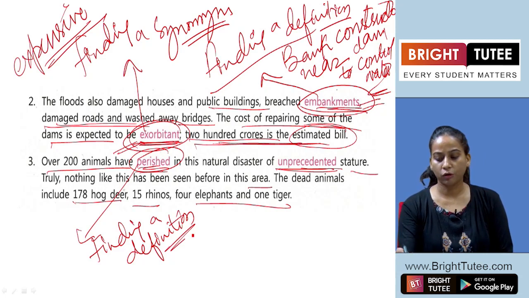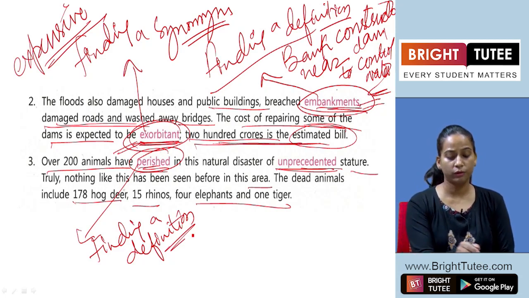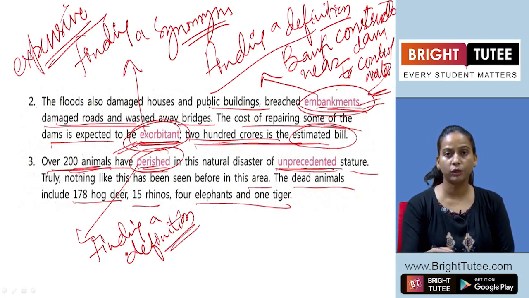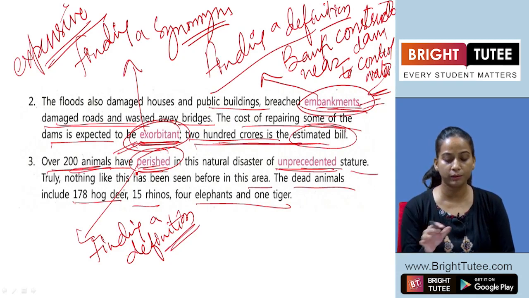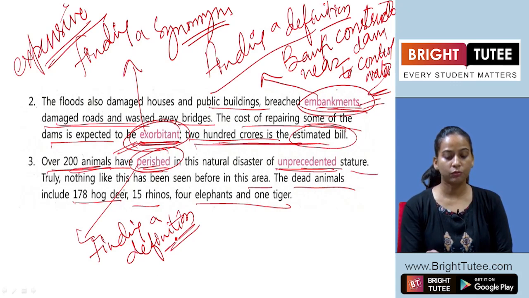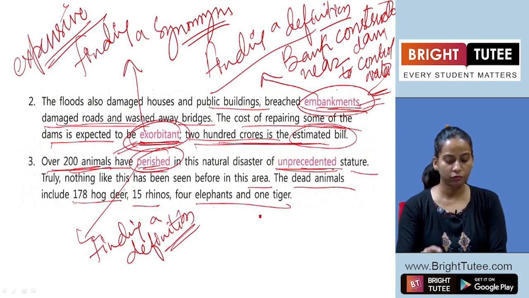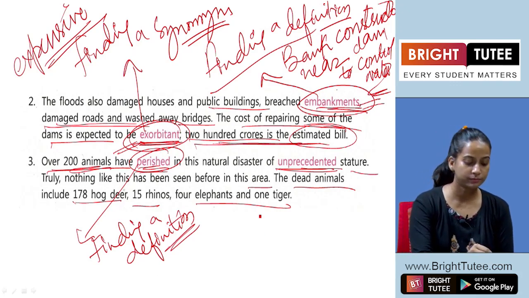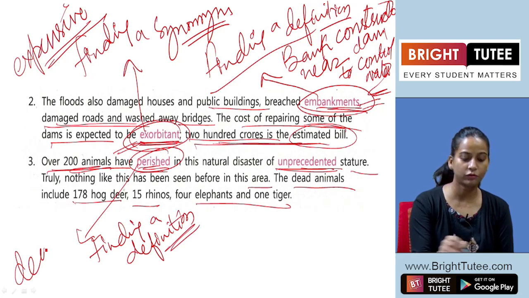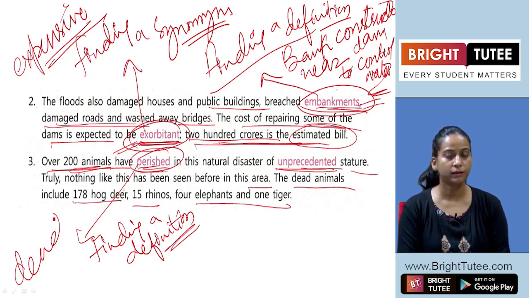Because somewhere they have talked about the dead animals. So, here we are going to understand what could be the meaning of this through the given sentences. If we talk about perished, it means dead, which is related to animals. It could be taken as the meaning of perished or finished.